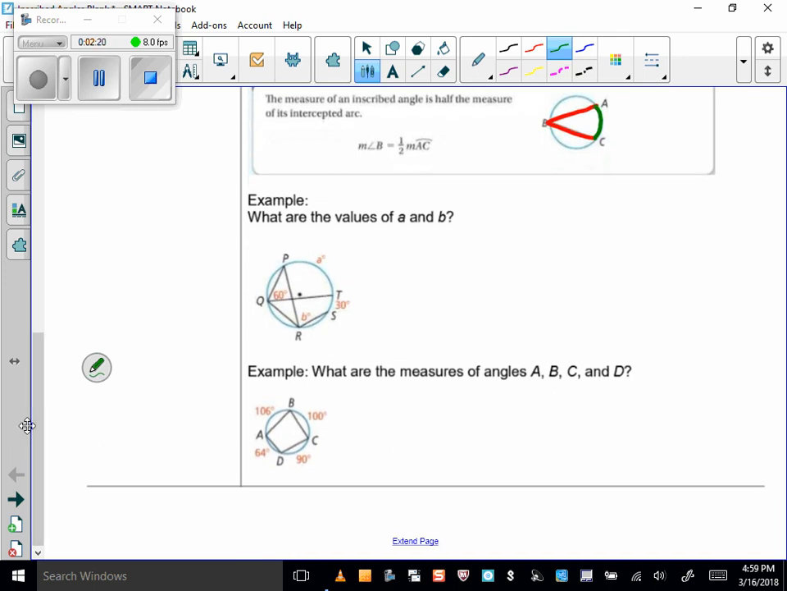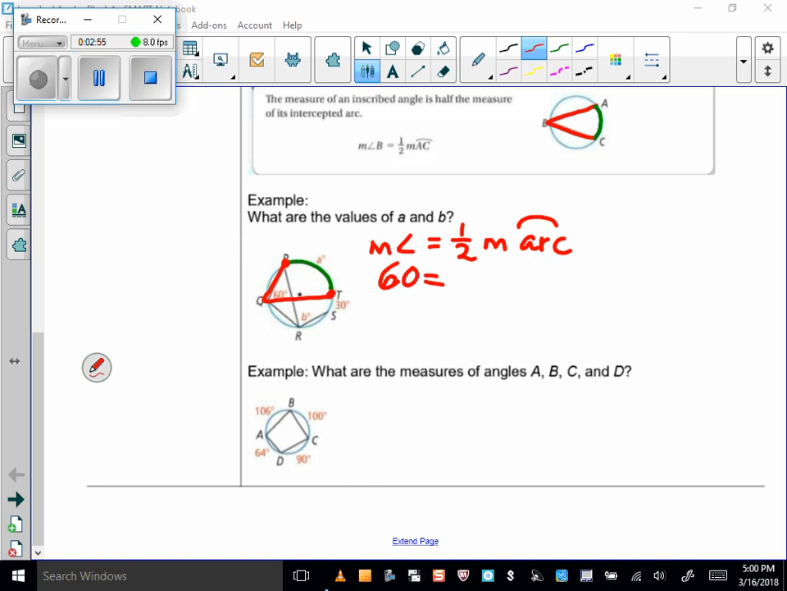What are the values of A and B? Here's A, arc PT. Arc PT measures A degrees. So what do we do? If we look at this angle here, PQT, that's the inscribed angle that intercepts that arc, right? And so we know from the theorem up above, the measure of the angle is half the measure of the arc. So in this case, we know the angle is 60 degrees.